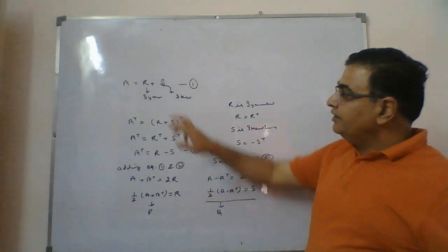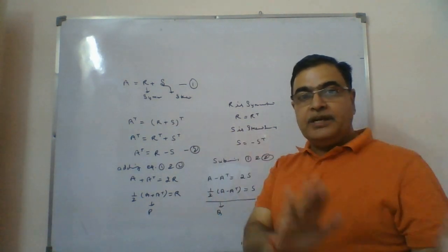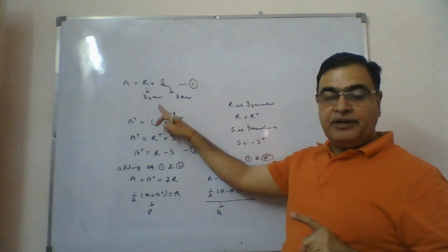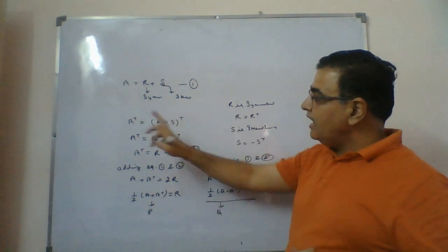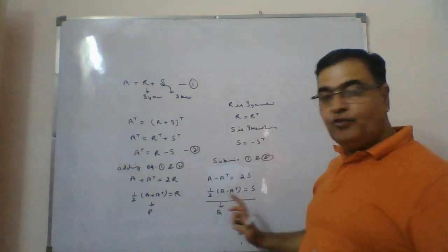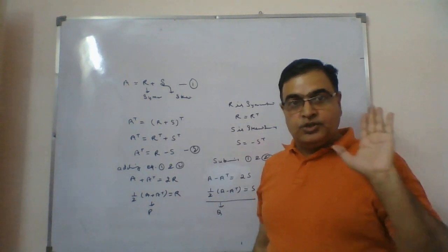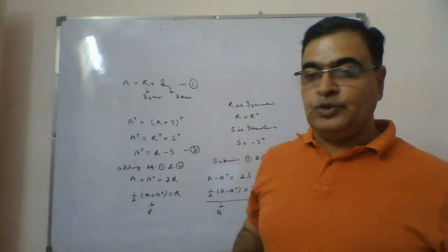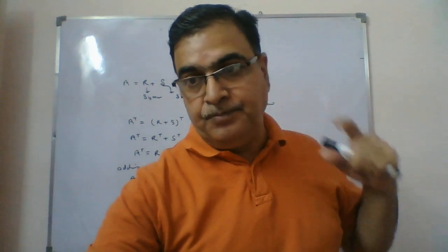What does that indicate? Yes, R and S are nothing but P and Q, meaning there is only one way we can express a matrix as a sum of symmetric and skew symmetric. What is that? Half of A plus A transpose and half of A minus A transpose. So that you should keep in mind. This is an important theorem. One question will also come on this theorem that we'll take in the next lesson, next video.